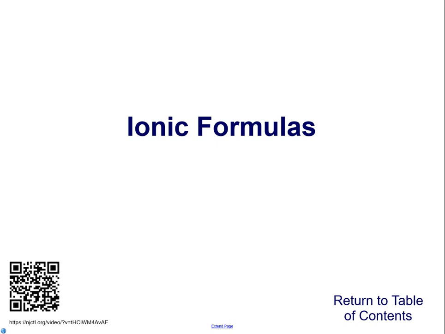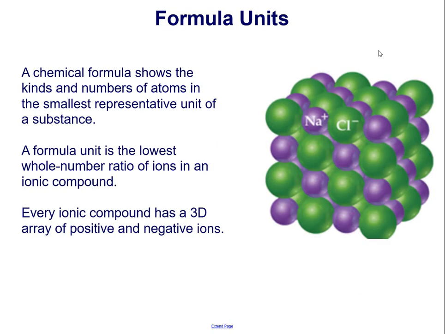Ionic formulas. Formula units. A chemical formula shows the kinds and number of atoms in the smallest representative unit of a substance. A formula unit is the lowest whole number ratio of ions in an ionic compound. Every ionic compound has a 3D array of positive and negative ions.